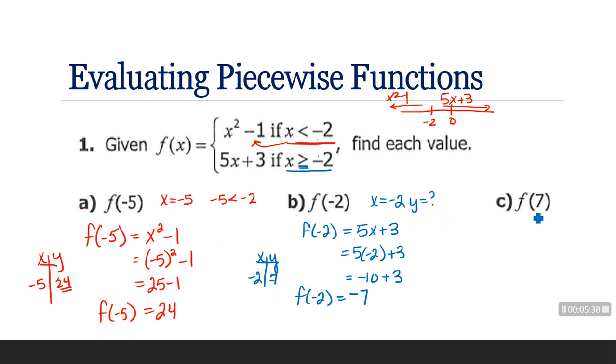And our last example, f of positive 7. So I'm looking when x equals positive 7. Excuse me, guys, mistake. Positive 7.